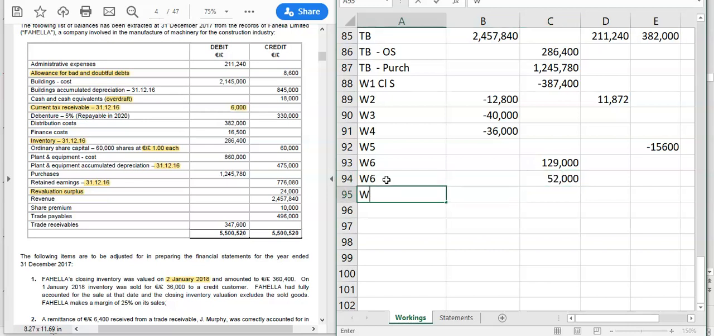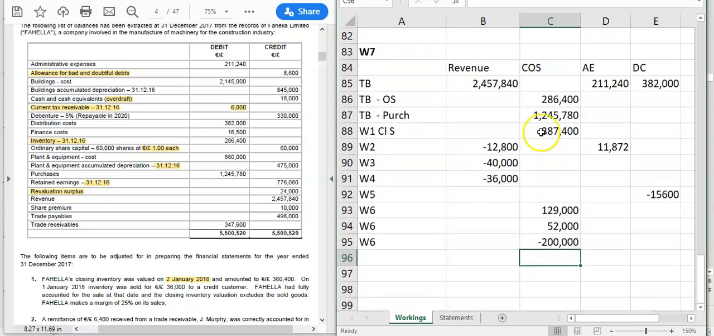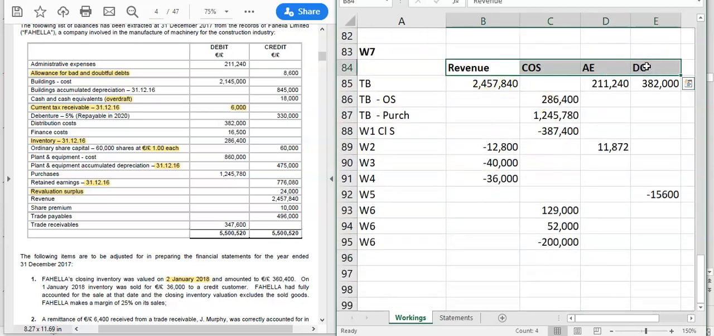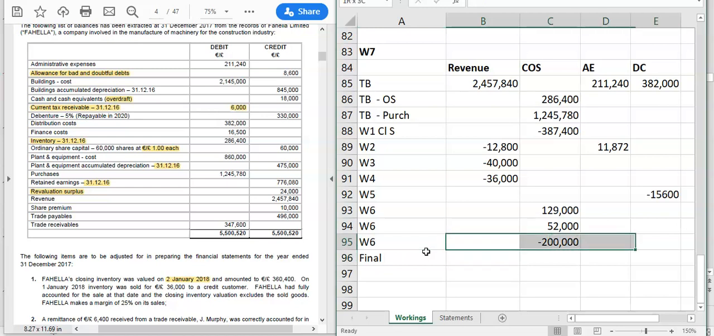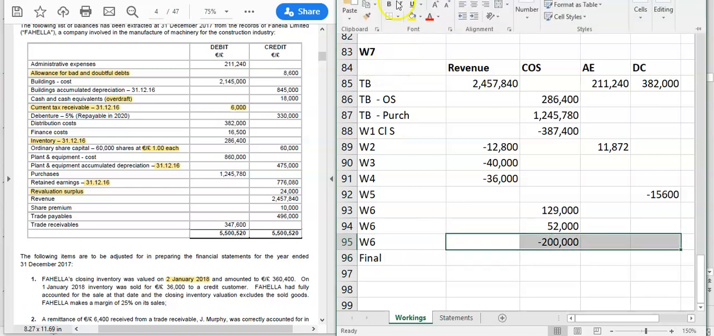And the final one for working 6 as well is you're going to reduce your purchases because they were incorrectly classified as purchases when in fact they're actually property, plant and equipment. So you're going to minus the cost of sales, which reduces it down. And that's all gone through all of our workings. And the nice thing is then we have the financial statement items, the final items here, which we can just slot into the financial statements.